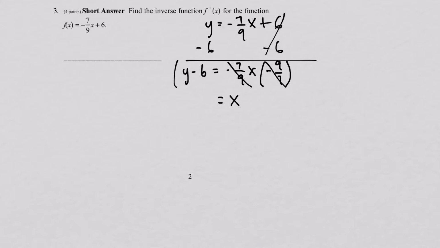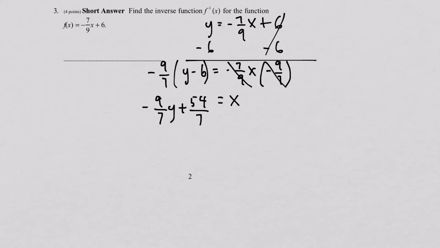Now I need to multiply on the left side as well times -9 over 7. And so I'm going to get -9 over 7y plus, because it's -9 over 7 times -6. 6 times 9, 72. Wait, not 72. Let's undo that. 6 times 9 is not 72. 6 times 9 is 54. Somebody's not thinking straight. Over 7.